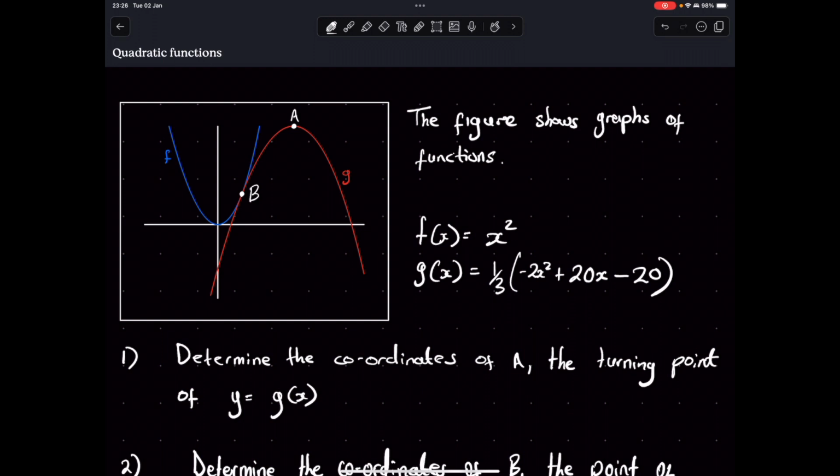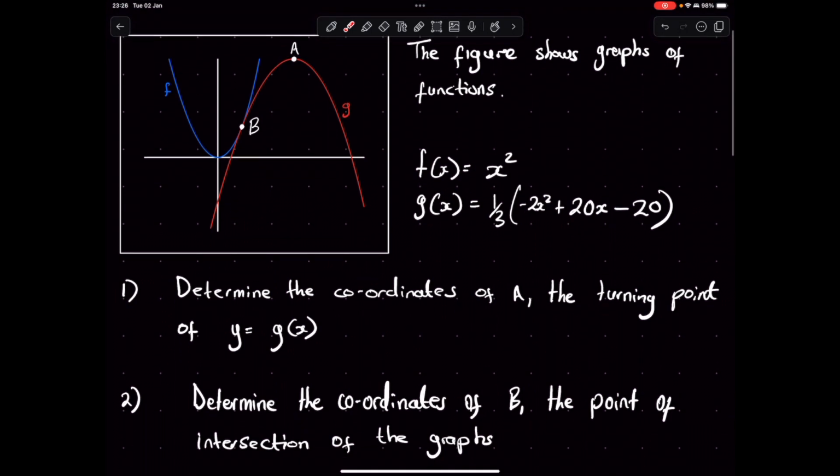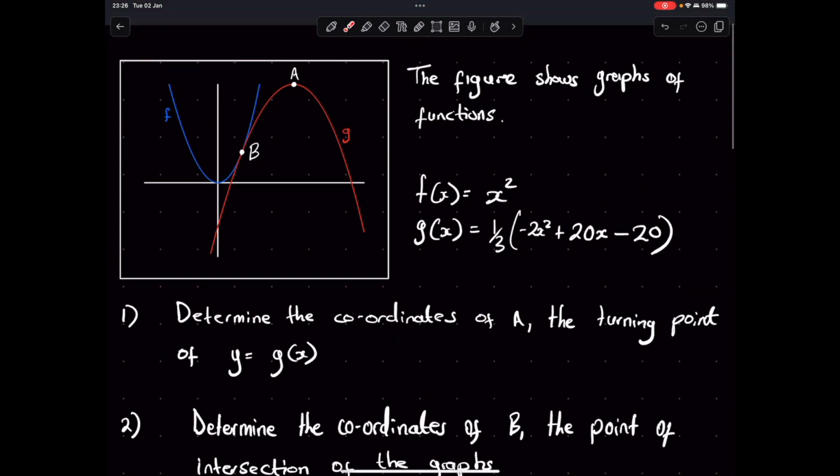Now we are given here that f of x is x squared, and we are also given that g of x is this very complicated equation over there. And what they want is for us to determine the coordinates of A, the turning point of y is equal to g of x. So basically what this means is we want the coordinates of the turning point of g of x, and g of x is right there.